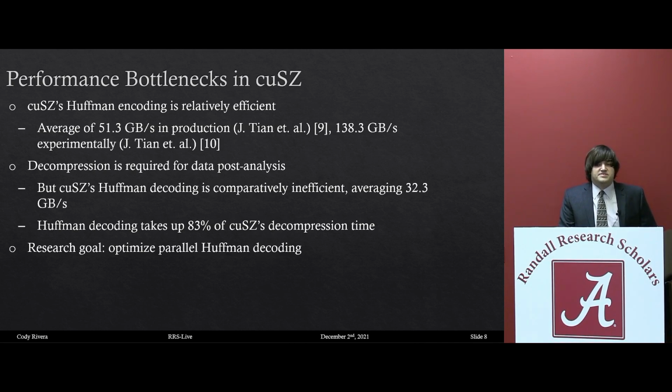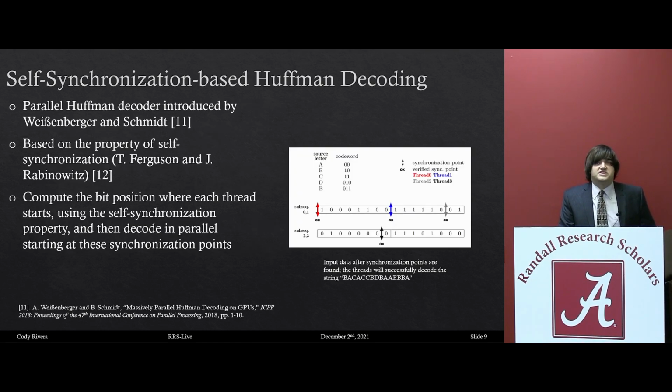Luckily, there have been several algorithms developed in the literature that we could use for this application. One of these algorithms is the self-synchronization-based Huffman decoding, which was introduced by Weißenberger and Schmidt. Weißenberger and Schmidt use a property of Huffman codes called self-synchronization in order to smartly position threads in the compressed data such that there can be a lot of threads decoding small bits of the data at a time.